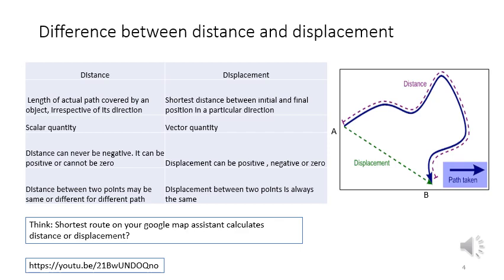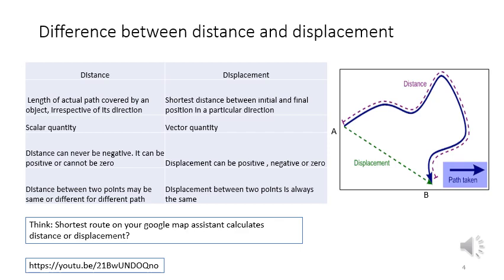In the differentiating column, we say distance is the length of the actual path covered by an object irrespective of its direction, whereas displacement is the shortest distance between initial and final position in a particular direction. This means distance needs only magnitude, and thus it is a scalar quantity. Displacement needs magnitude as well as direction, thus making it a vector quantity.